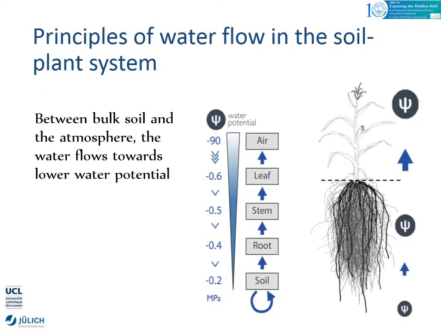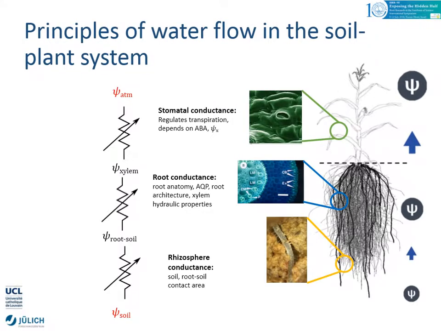You know, probably all of you, that the water flow in the soil plant systems move from high potential value to very negative potential value through bulk soil, rhizosphere, root, then stem, and then leaves up to the air.